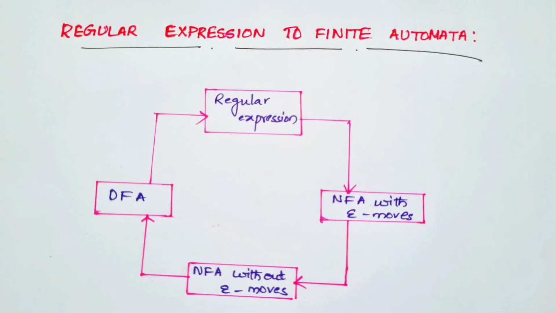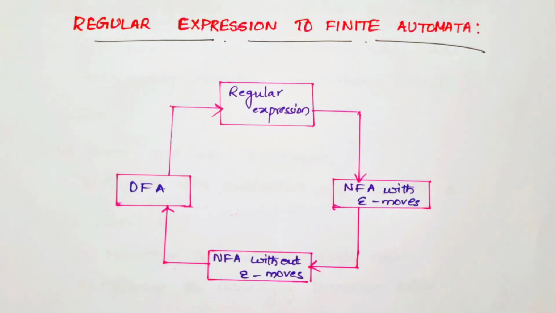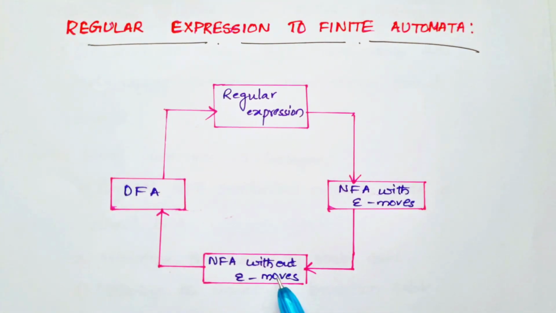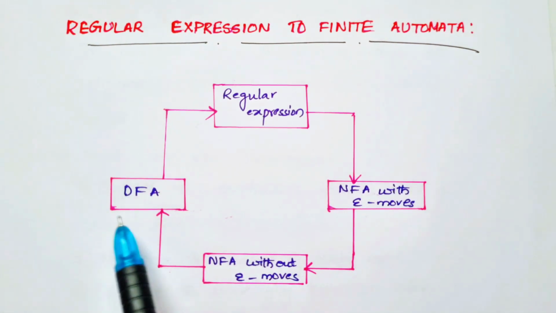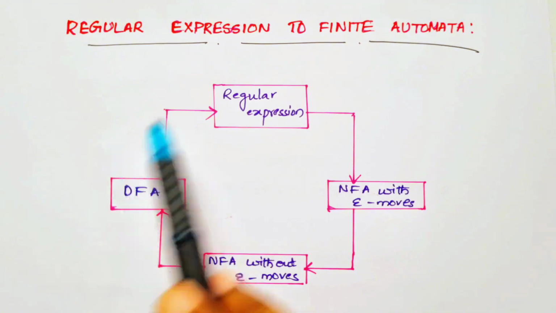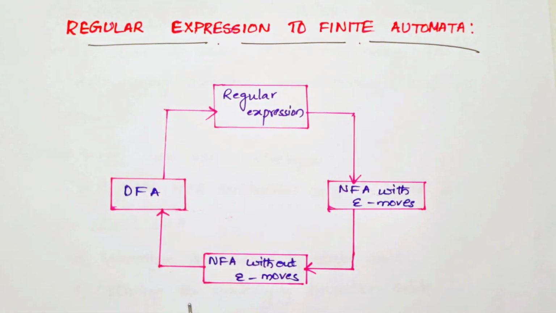In this video, we shall discuss how to convert regular expression to finite automata. Here, the regular expression can be converted to NFA with epsilon moves and then to NFA without epsilon moves and next to DFA. Again, DFA can also be converted to regular expression. This forms a cycle. Okay.